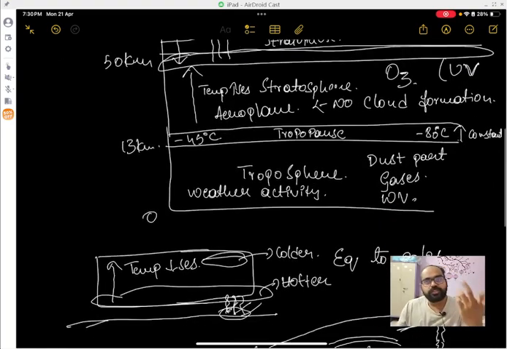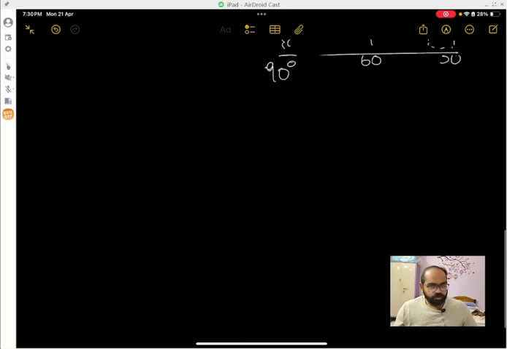Most important is the troposphere. Please try to remember the features of the troposphere.